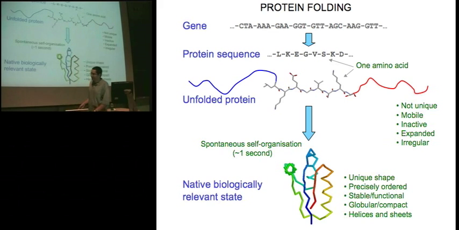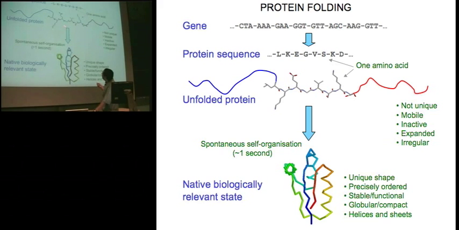What are they? It's a very unique shape. This is a transcription factor. So it's a real protein. I'm not making it up. This is a transcription factor that transcribes other proteins. It makes other proteins. So it has a very unique shape. If you unfold it and refold it, it'll fold back into the same state. So again, like I said, Anfinsen won the Nobel Prize for this. It's very precisely ordered. It's stable and it's functional. This is a functional form of the protein.